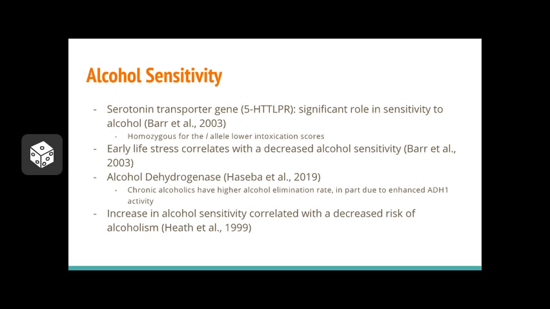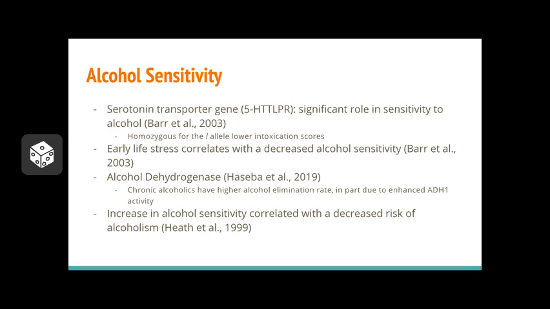They also found that early life stress correlates with a decreased alcohol sensitivity. And this was a study done on rhesus macaques monkeys. And early life stress in that study was defined as not growing up with their mother. So the monkeys were antisocial, and that was the early life stress category.